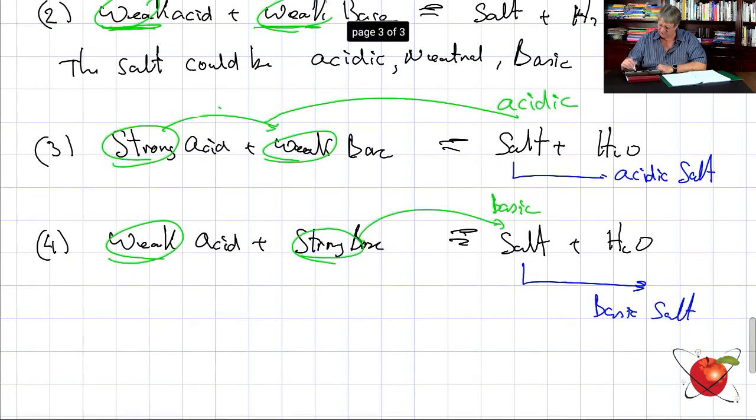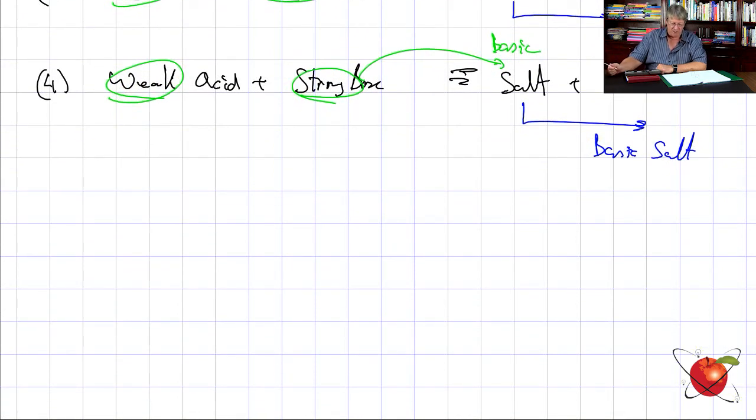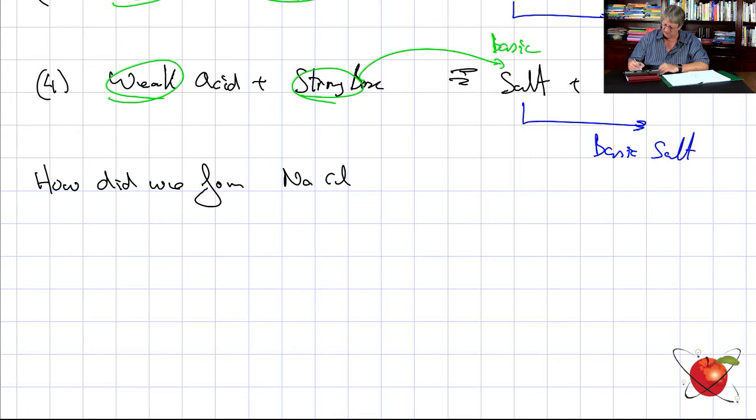How did we form NaCl? Here's a type of question. They say, let's look at a few salts. They ask us, what acids and bases would you use? Let's look at a few salts. How did we form NaCl? Well, the clue comes from there. It must have come from HCl. So therefore, it's going to be HCl plus another one, and it's probably going to be NaOH.